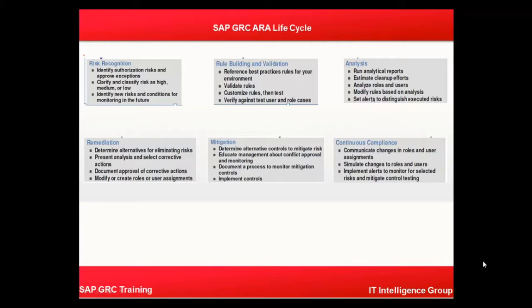Okay, so these are the steps which make up the ARA life cycle. So recognize the risk, create the rules, run the analytic report using background jobs. Whatever risks are identified, come up with a plan to remediate. Whatever cannot be remediated, come up with a plan to mitigate them. And once we are compliant, once we have become clean, we need to have a continuous compliance monitoring so that we remain clean.